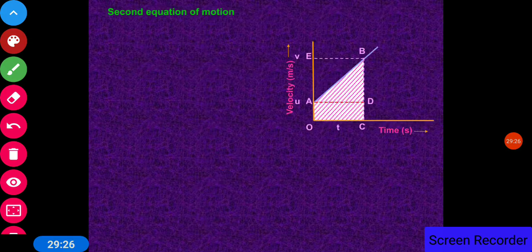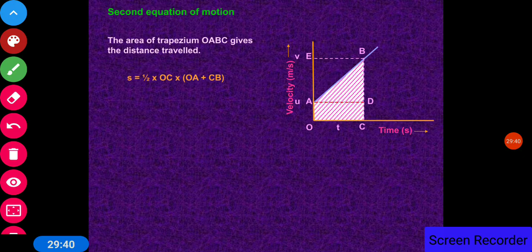Now second equation of motion. Again look at the graph. The area of the trapezium OABC gives the distance travelled, and we know that the area of a trapezium is half into the distance between the parallel sides into the sum of the parallel sides. So OC is the distance between OA and BC. So half OC into OA plus BC.